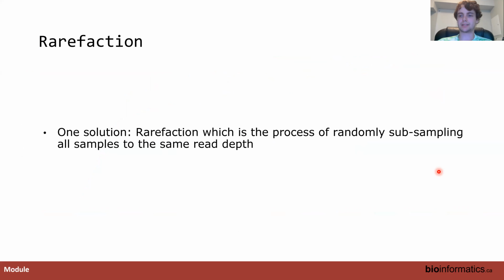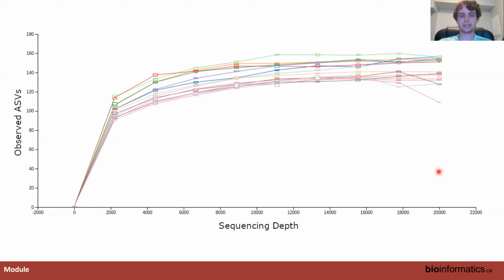And rarefaction is the process of basically taking the samples and randomly subsetting them to all have the same read depth. So in this case, perhaps we're interested in subsetting all of our samples to 6,000 reads. And generally, the number that this is chosen is based not only on when this rarefaction plot begins to plateau, but also based on the minimum, based on your samples and which samples have a reasonable number of reads that you'd want to include in your analysis.